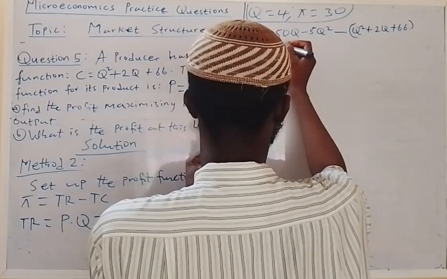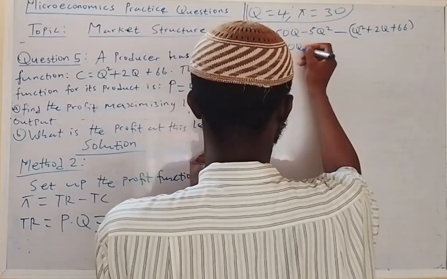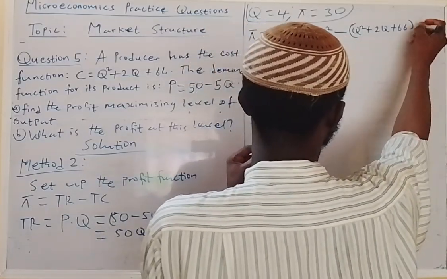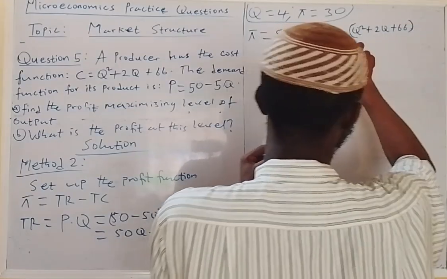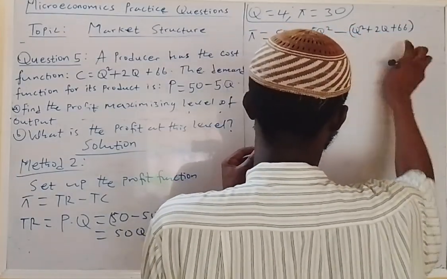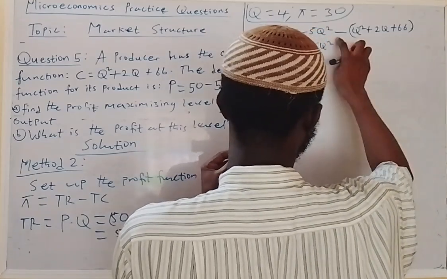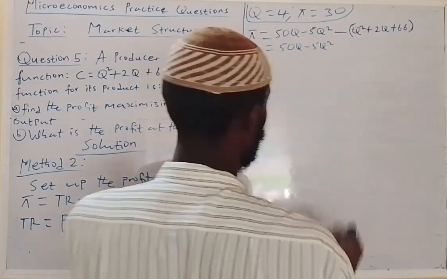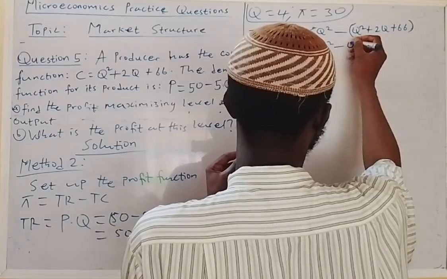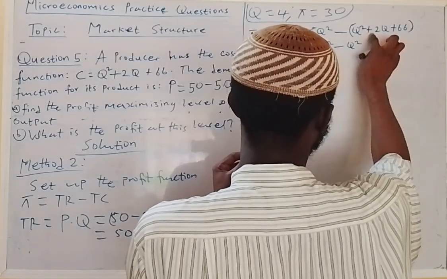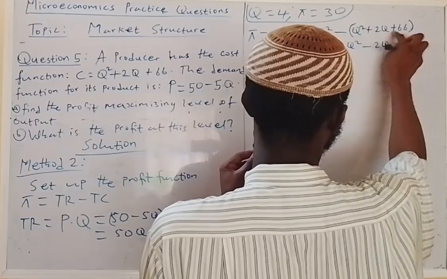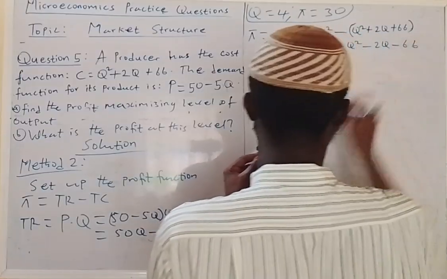Then we can simplify further. We have 50Q minus 5Q squared, then we open this bracket. We use the minus outside to multiply through each of the terms in the bracket. So minus times Q squared gives minus Q squared. Minus times plus gives minus 2Q. Minus times plus gives minus 66.